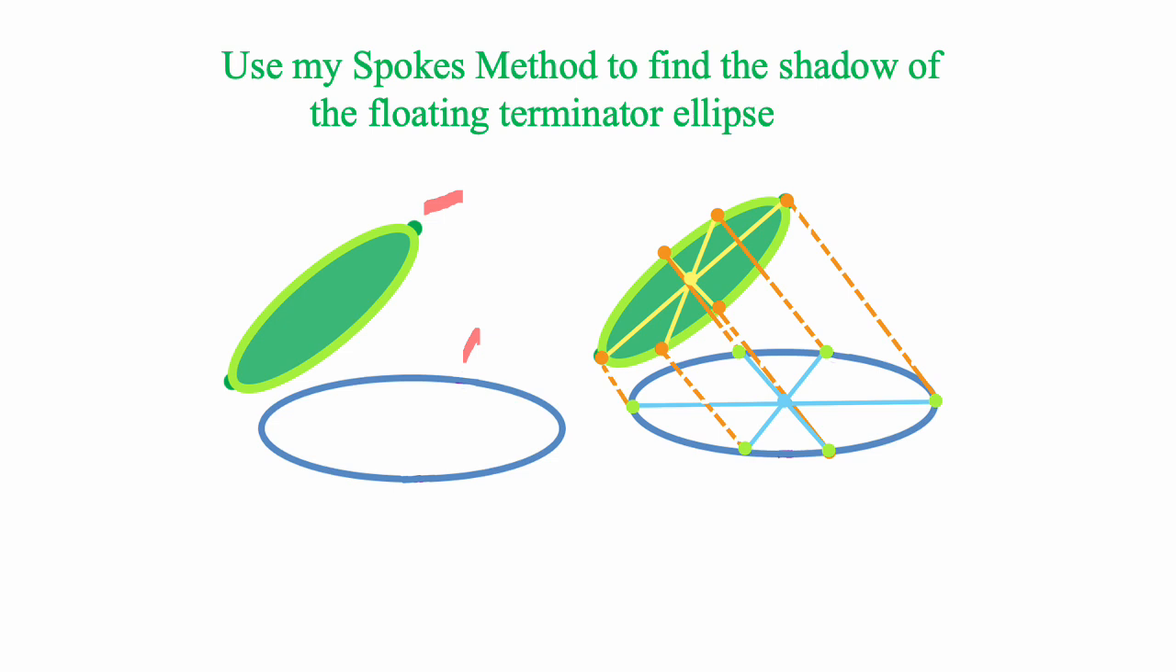Then it's just a matter of finding the shadow of a floating ellipse, and my spokes method is perfect for that. You set up spokes through the terminator ellipse that goes through the center of the terminator, and then draw light rays from each end of the spoke to find shadow spokes that go through the same point on the shadow.